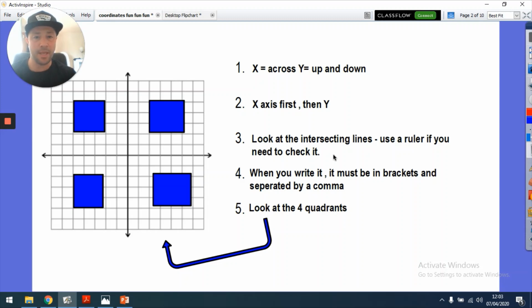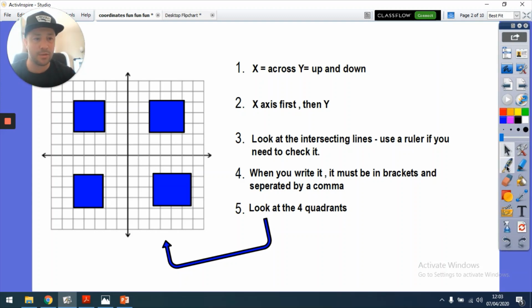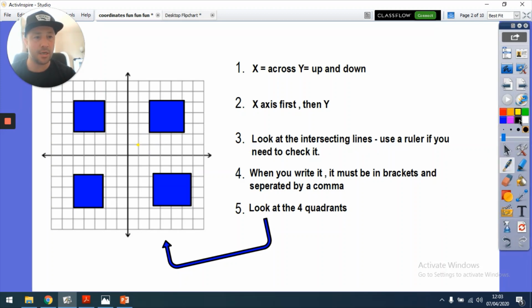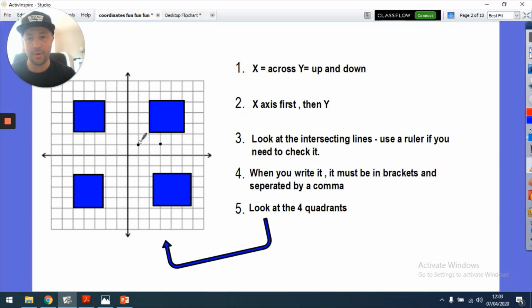but that will become clear a bit later on. And then you need to look at the intersecting lines, and you need to use a ruler if you need to check. So the intersecting lines are these bits here. When we are doing our plotting, we are actually using the lines that intersect here. So what we could have is our lines intersecting there, or there. We're not using these bits in between the lines. It's always where the blue lines match.